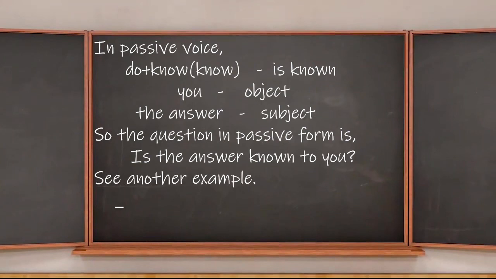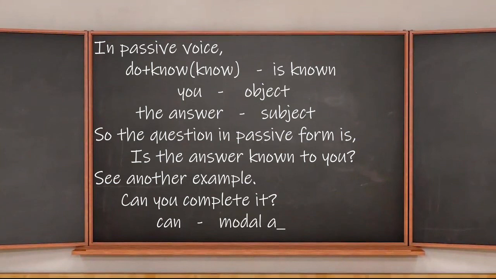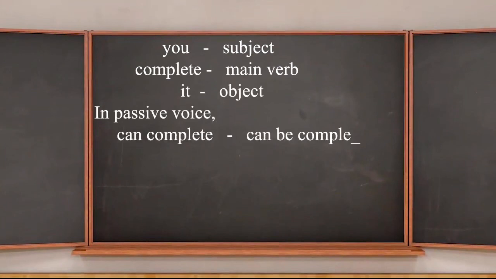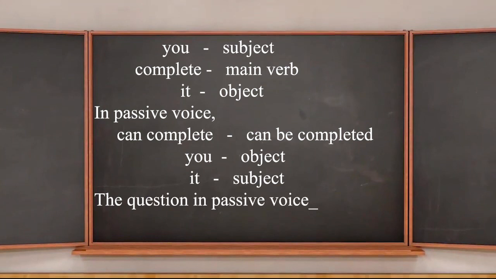See another example. Can you complete it? Can is the modal auxiliary, you is the subject, complete is the main verb, it is the object. In passive voice, can complete becomes can be completed, you are the object, it is the subject. The question in passive voice is: can it be completed by you?